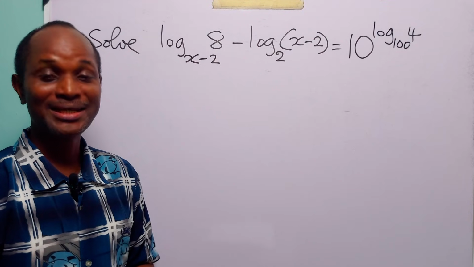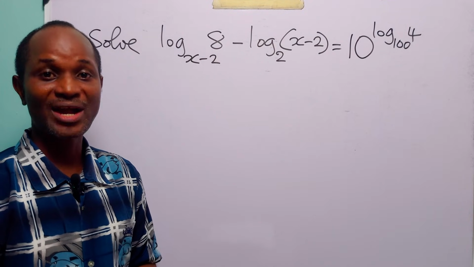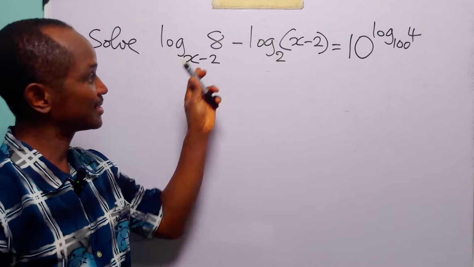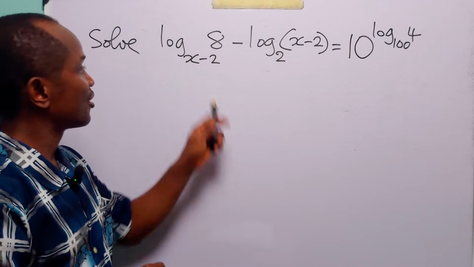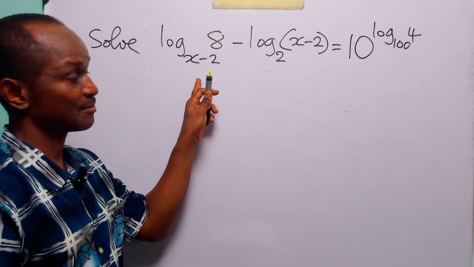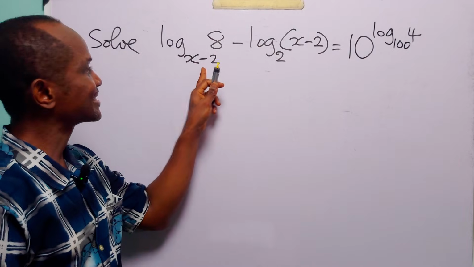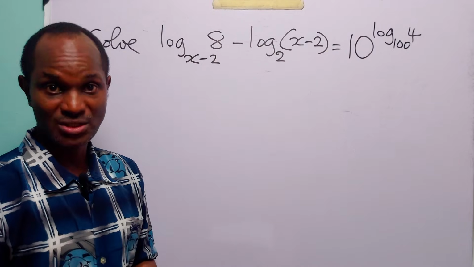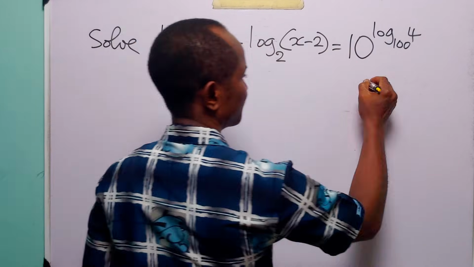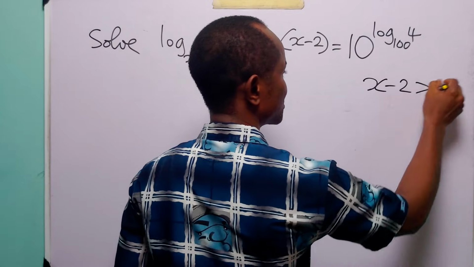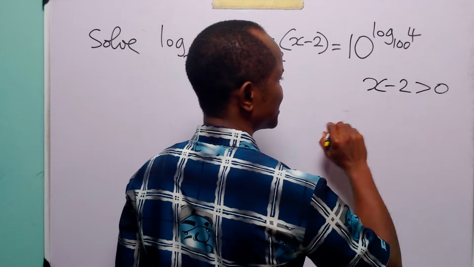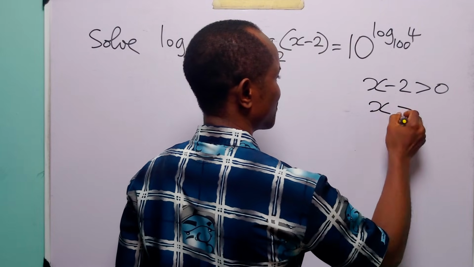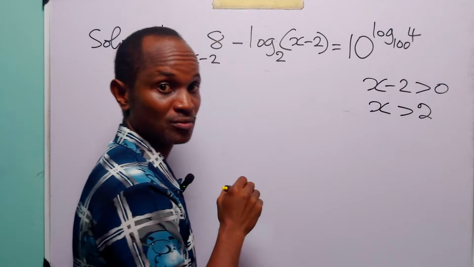Hello and welcome. In this math tutorial, our task is to find the values of x that satisfy this logarithmic equation. To solve this problem, remember that for these two log terms to be defined, x minus 2 must be positive. That means x minus 2 must be greater than 0. Now, when we add 2 to both sides of this inequality, we have that x must be greater than 2.